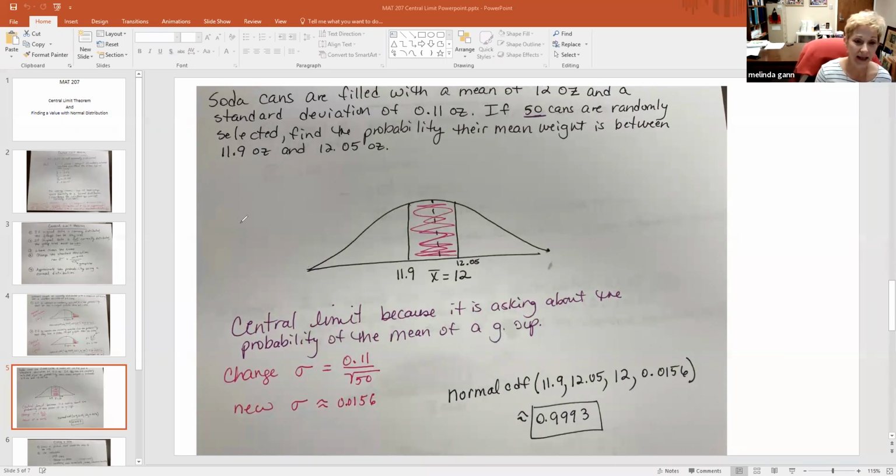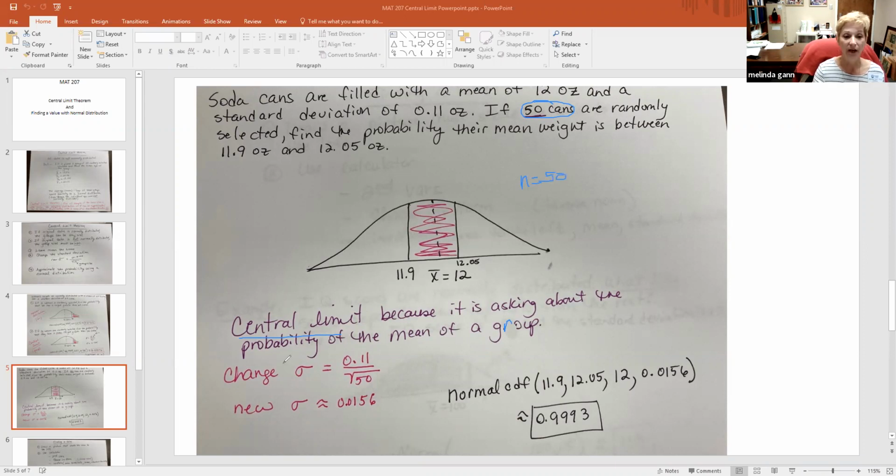Now, how did I know that this was central limit? Because it's asking about the probability of the mean of a group. The key is this 50 cans. It didn't say 1 can, it said 50. So that's a group. Does everybody understand that my sample size is 50?